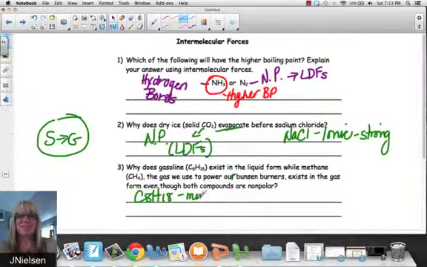Has more electrons, therefore greater LDFs. So this is going to stay in the liquid state, which is more organized than the methane going into the gas state.